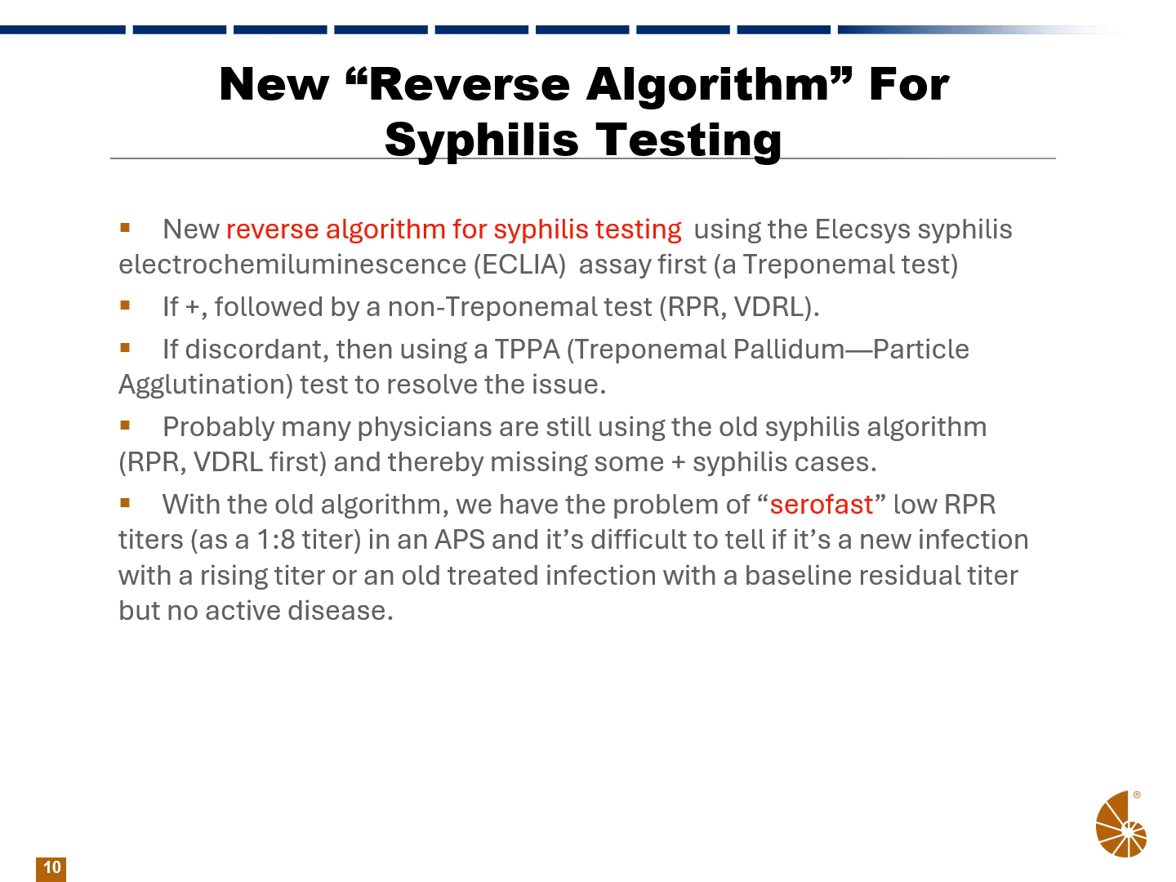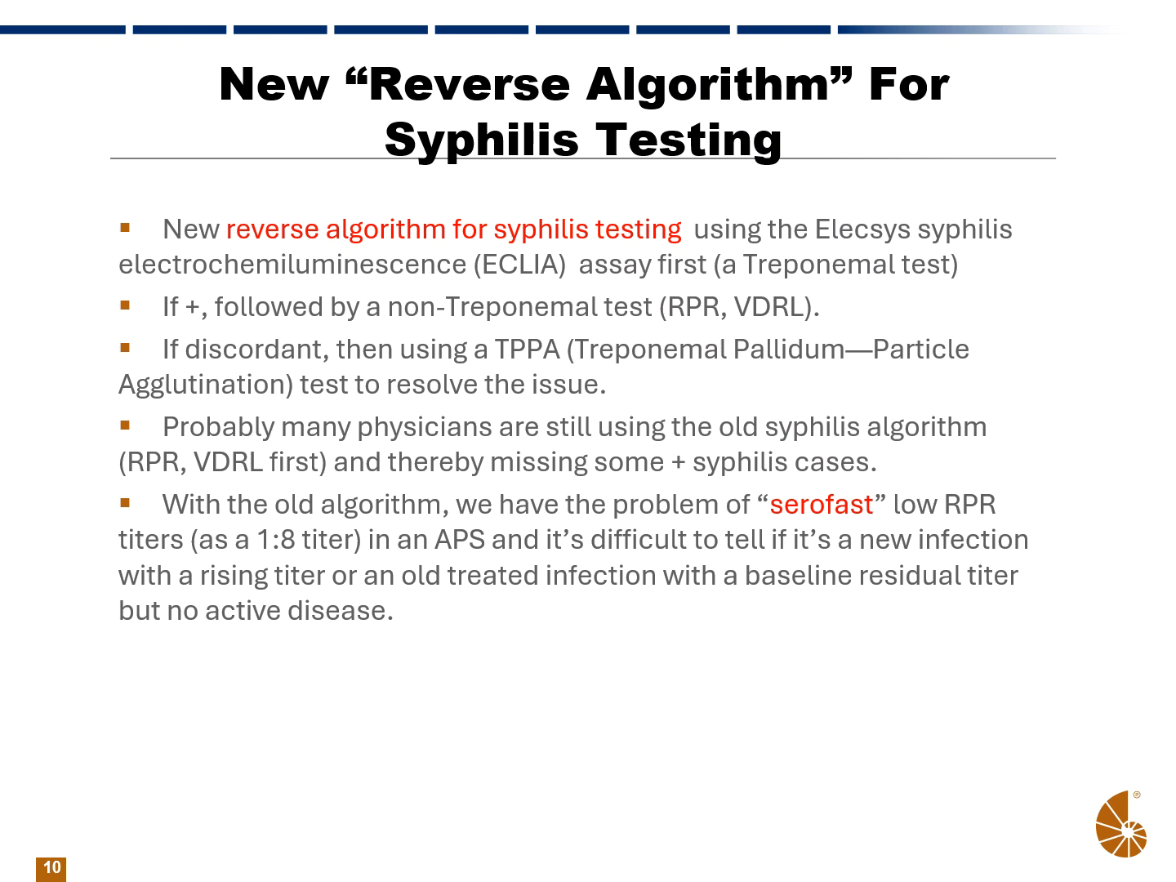ECLIA test, which is called a treponemal test, because the syphilis bug itself is a treponeme. So this is a treponemal test. If it's positive, it's followed by a non-treponemal test, which you have seen in APSs called an RPR or VDRL. More often now we see RPR.